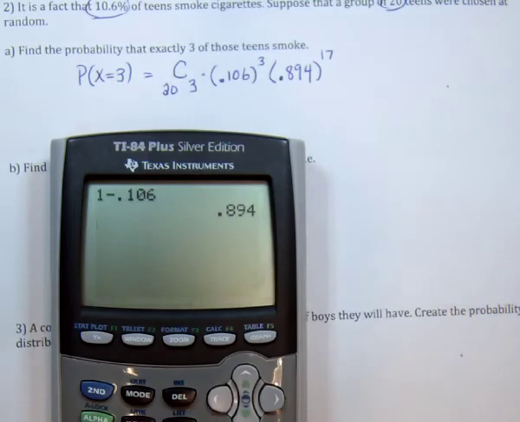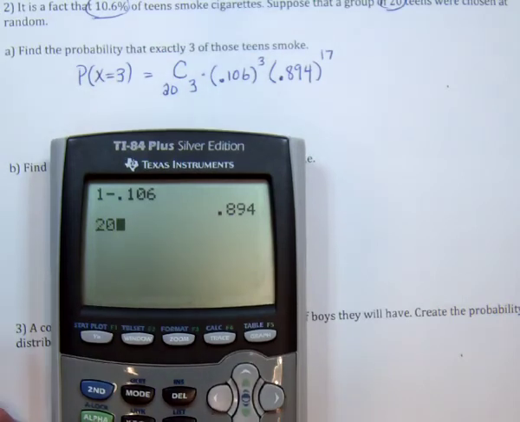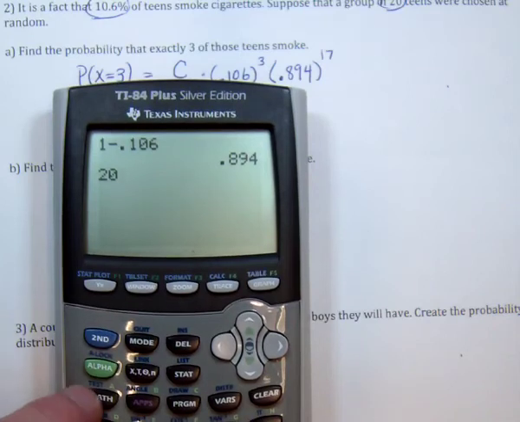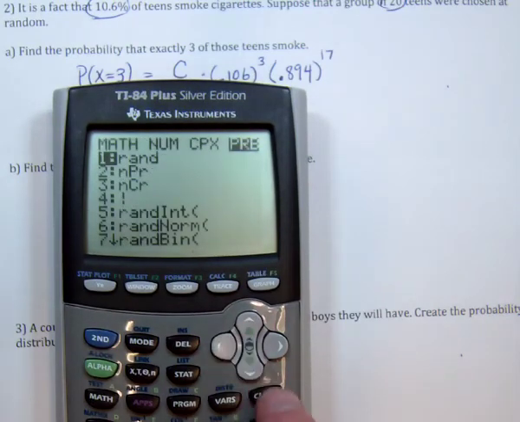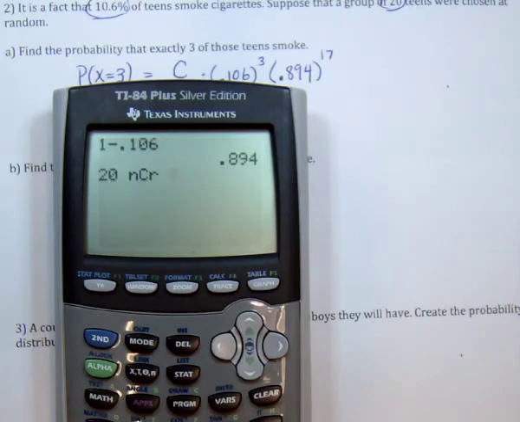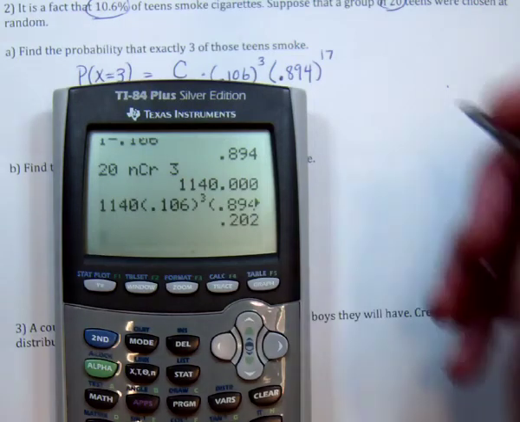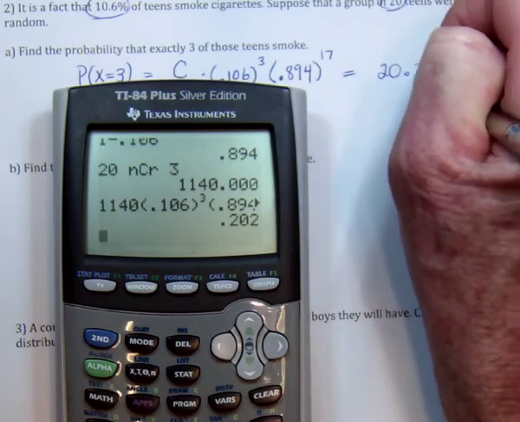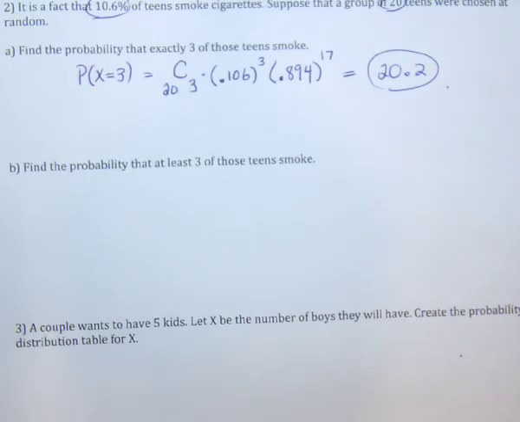So first of all, we would have 20, and then go to math, over here on the left side. Move over to probability, and then combinations, and then a group of 3. So that's 1140. Now we need 1140 times 0.106. That's raised to the 3rd power. And then 0.894, and then that one is raised to the 17th power. So it would be 20.2% chance that exactly 3 of them are smokers and 17 are non-smokers.